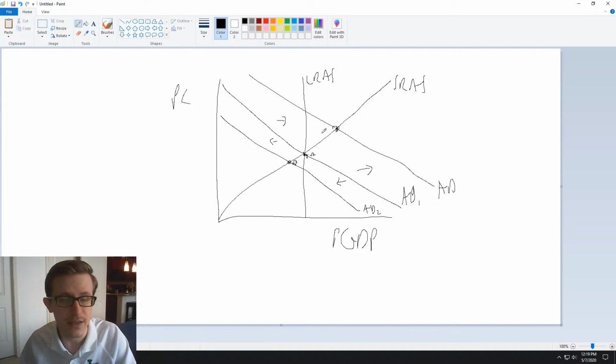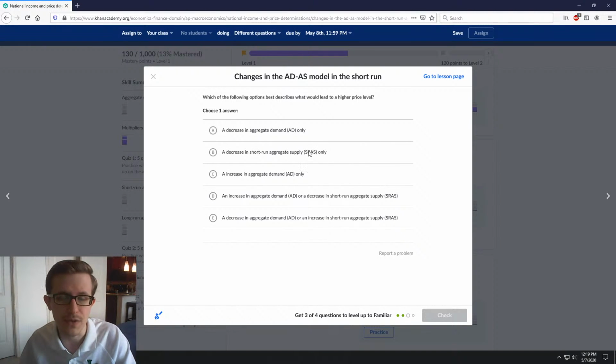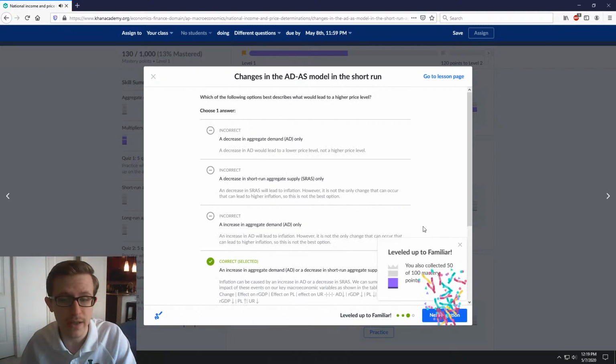So if we're going to, this is getting really crowded, I realize, and I apologize for that. Again, Paint, not the best program. But essentially we'd be going from point A to point Z here. So that would be a thing. So decrease in short-run aggregate supply, increase in aggregate demand, so either of those work. Increase in aggregate demand or decrease in short-run aggregate supply, and there we go.